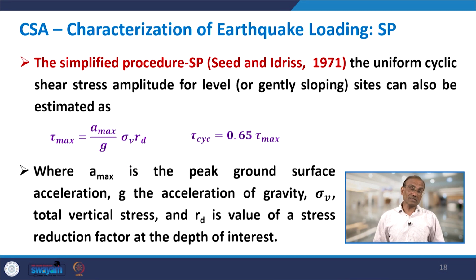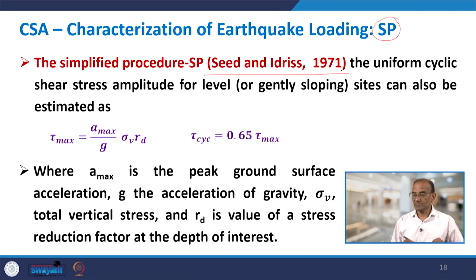analysis. Now, this characterization of earthquake loading can also be done using what we call the simplified procedure, written in short as SP. Here SP stands for simplified procedure. This simplified procedure was given by Seed and Idris in 1971. So, the uniform cyclic shear stress amplitude for level or gently sloping sites can also be estimated using the relation here. What has been said by the simplified procedure is, suppose you do not have the ground response analysis, but you know the peak value, and this peak value is the peak horizontal ground acceleration, which is not related to shear stress, because shear stress we are calculating based on this.